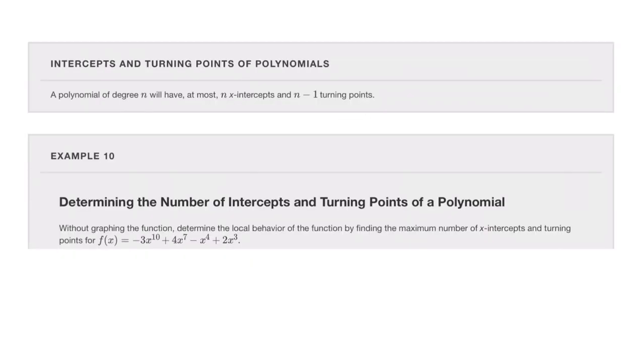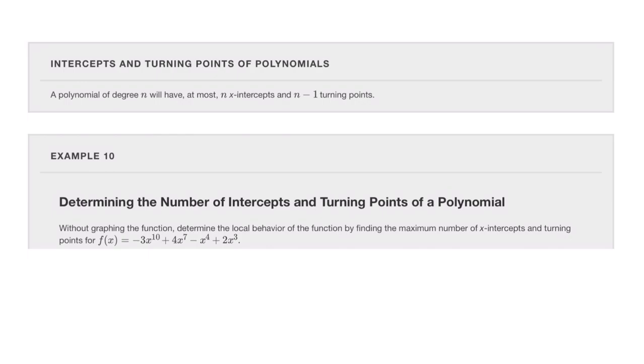So a polynomial of degree n will have at most n x-intercepts and n minus 1 turning points, right? If you think about a quadratic, that's a degree 2, you have at most 2 x-intercepts and at most 1 turning point, and so on. Without graphing the function, determine the local behavior of the function by finding the maximum number of x-intercepts and turning points for this.